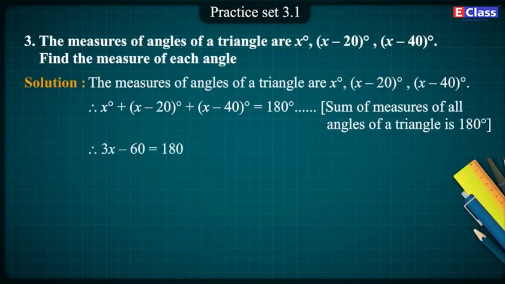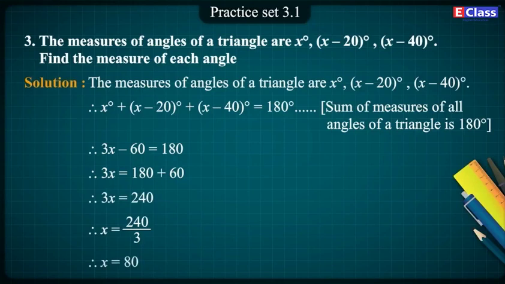Therefore, 3x minus 60 is equal to 180. Therefore, 3x is equal to 180 plus 60. Therefore, 3x is equal to 240. Therefore, x is equal to 240 upon 3. Therefore, x is equal to 80.